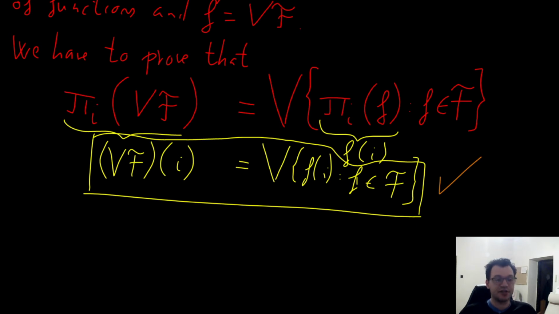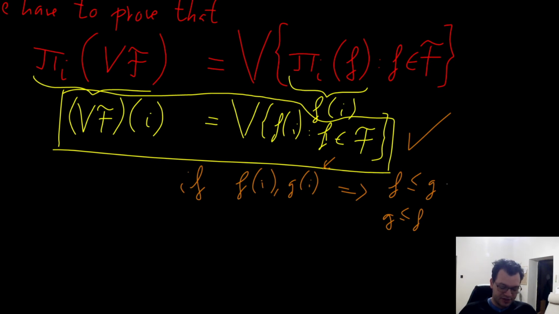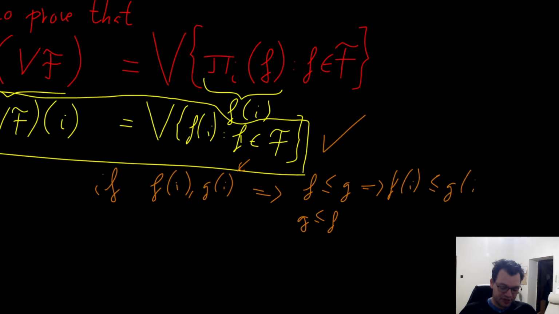So this is exactly the same statement, because if F is a chain, then this supremum exists, because then the set of f of i is a chain, since if we have two elements, say f of i and g of i, members of this set, then since the original capital F was a chain of functions, there are two cases: either f is smaller than or equal to g, or g is smaller than or equal to f. And in the first case we have f of i being a lower bound of g of i, and in the other case we have g of i being a lower bound of f of i.